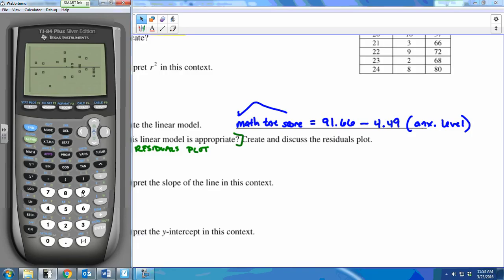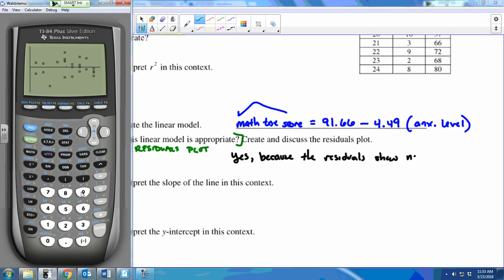Okay? So it says, is linear model appropriate? So is the model appropriate? Yes or no? Yes, because the residuals show no distinct pattern. Everyone go with that? Okay. We'll go back to the calculator again in a second.